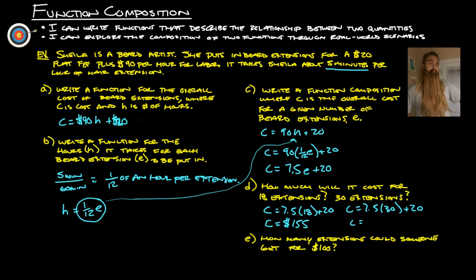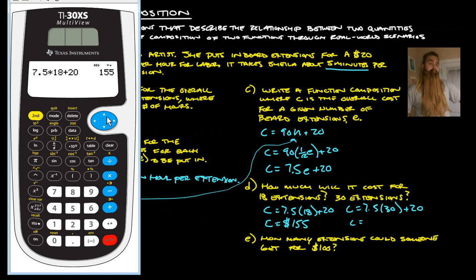And then on this one here, we can do this little trick, push enter, and then I can just go through here and edit. It's frozen on me. Hold on a second. All right, let's just enter back in. 7.5, oops, missed the point. 7.5 times 30 plus 20. Okay, that's going to be $245.